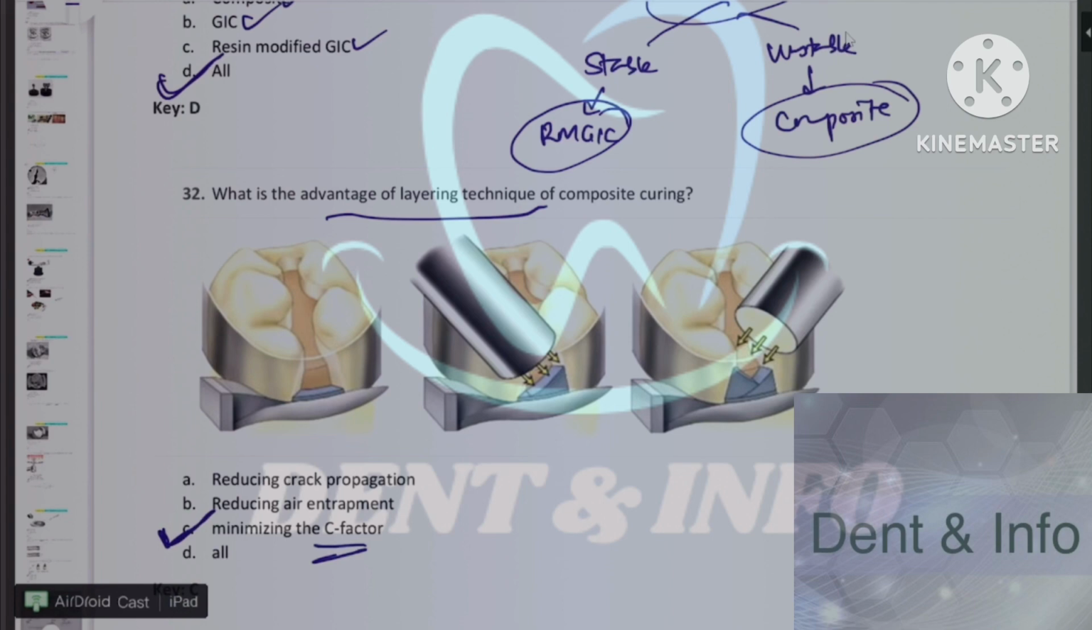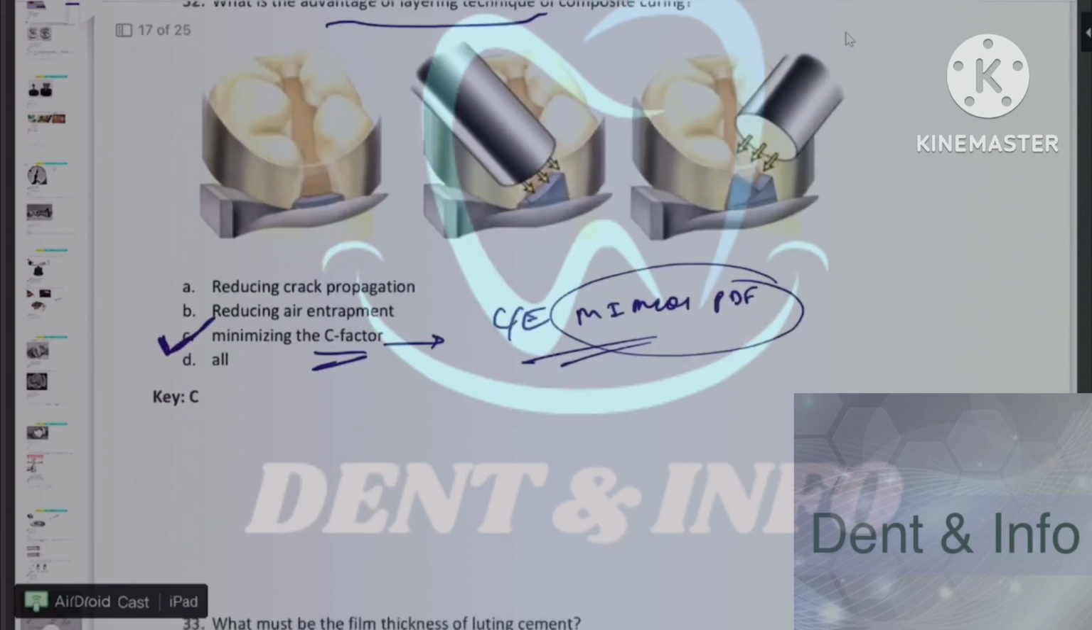Minimizes the C factor. C factor is the thing given in your cons endo most important MCQs PDF, or you can say Dr. Varun's lecture. Please follow that. Okay, not the one given in Student.